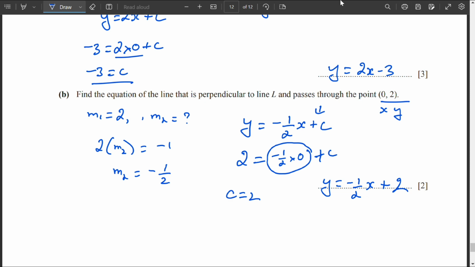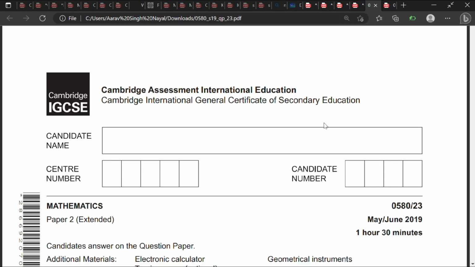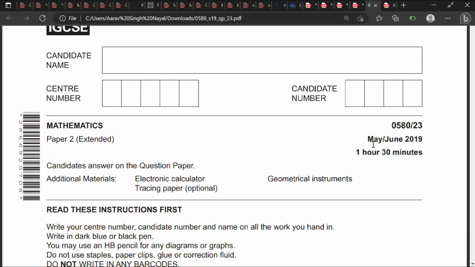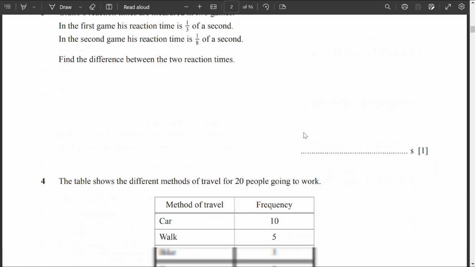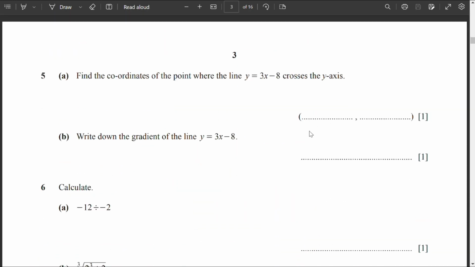So now coming on to our next question. This is from the paper May-June 2019, paper 23. So we directly go to question 5, which is of coordinate geometry. Okay, so find the coordinates of the point where the line crosses the y-axis.